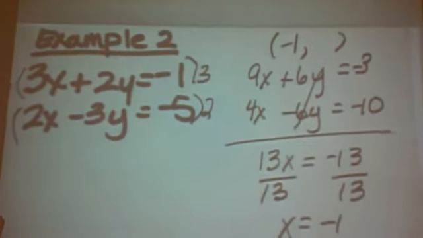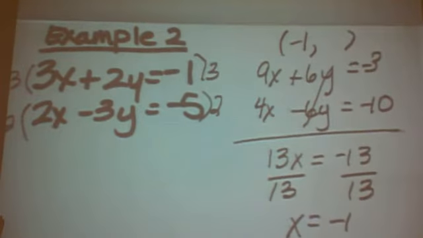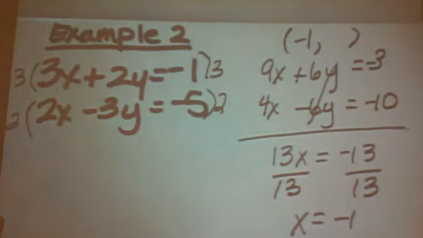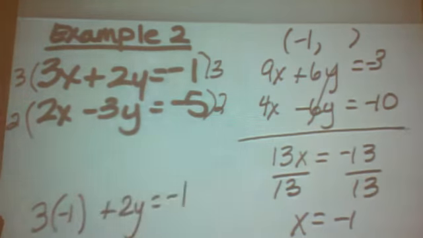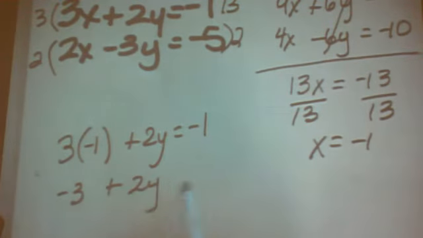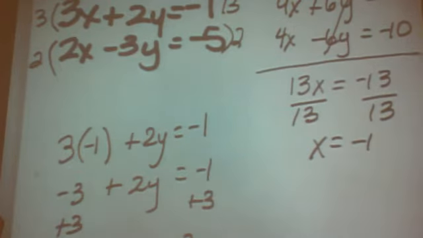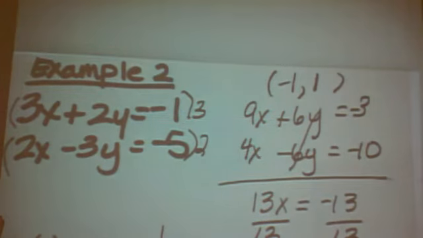We're going to do this the same way we did on the last one. We're going to go back to one of our equations, plug in that x value, and that will allow us to solve for y. So I'm going to go to the first equation and plug in the -1. And then go ahead and solve for y. So I have -3 plus 2y equals -1. Go ahead and add the 3. 2y equals 2, and solve for y. So y is 1. So final answer, x is -1 and y is +1.